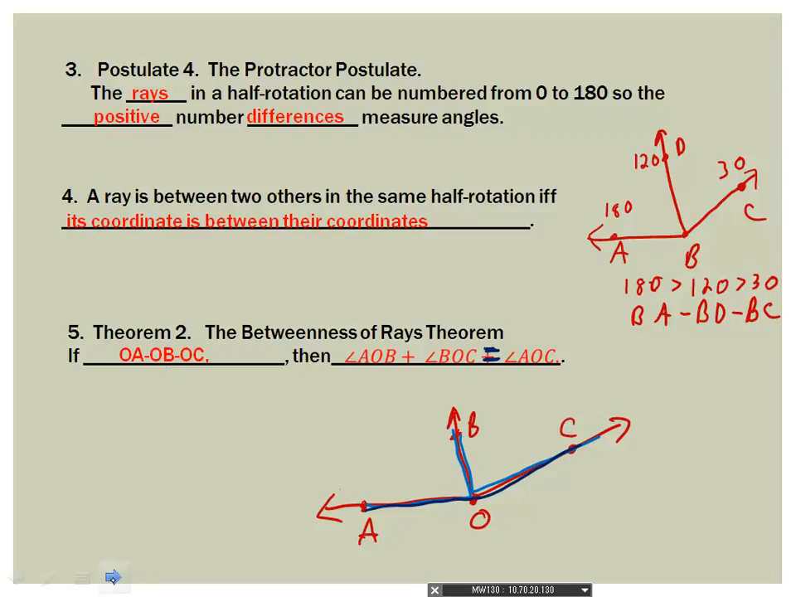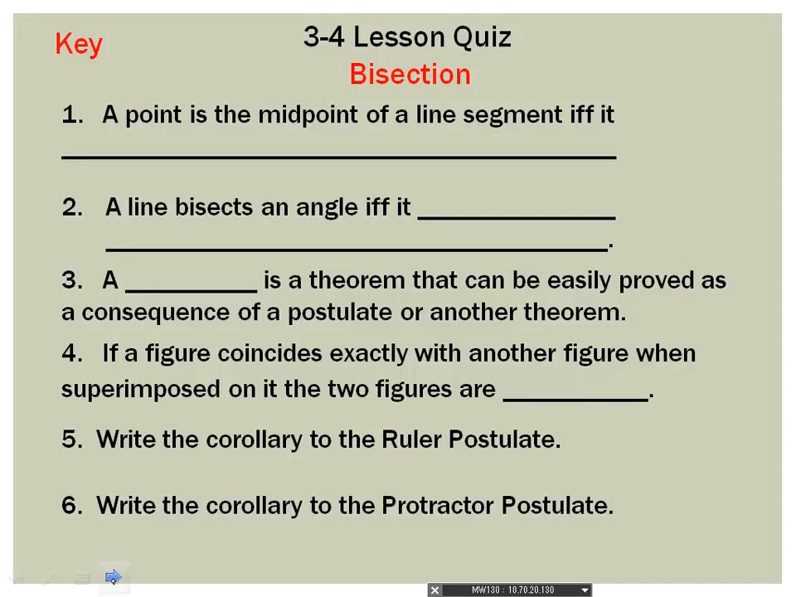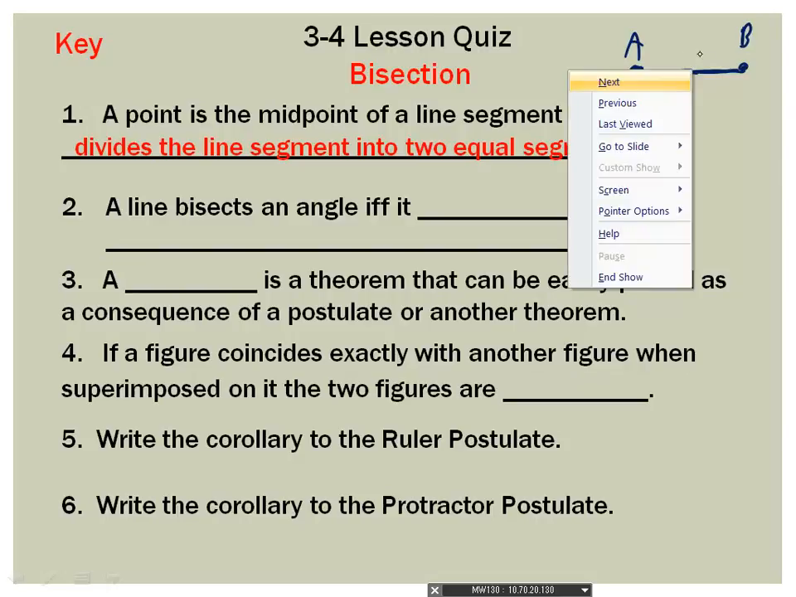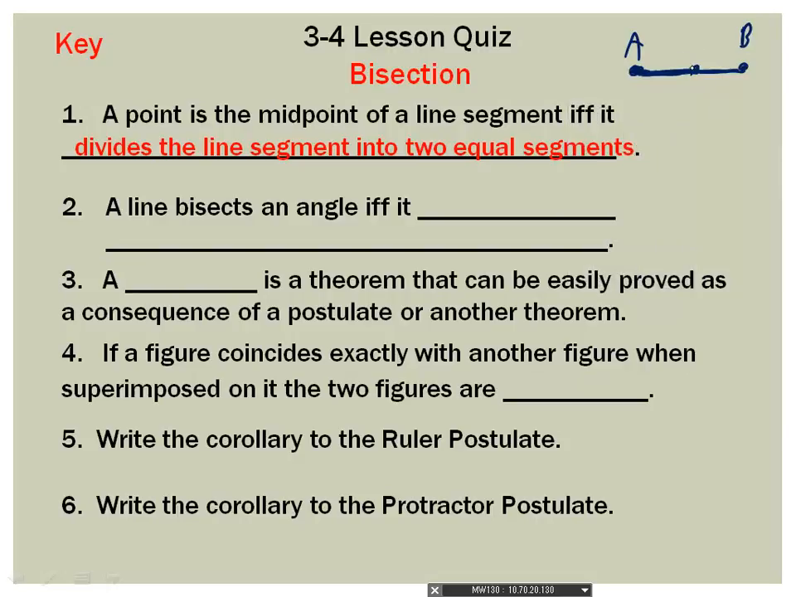3-4, we just have a little bit of vocabulary to go over for that. It talks about bisection, which you know is to divide something into two equal parts. So a point is the midpoint of a line segment, if and only if it divides the line segment into two equal segments. So if I should have a segment here, AB, then it's got the bisector, that's midpoint there. If C is the midpoint, it divides the line segment into two equal segments.